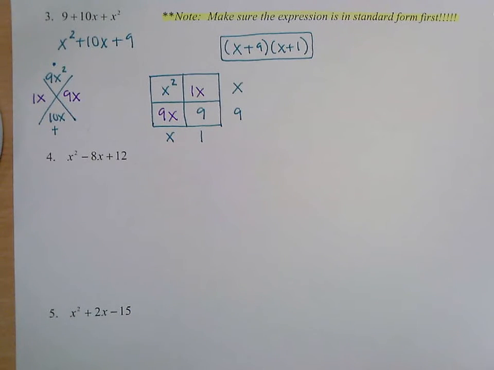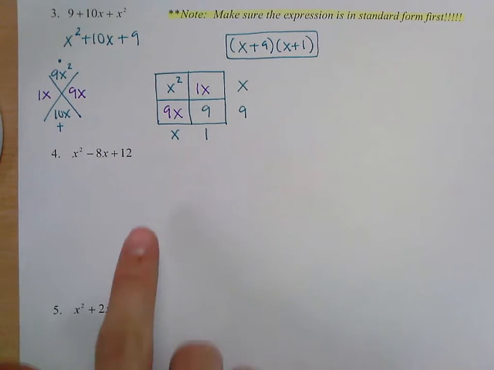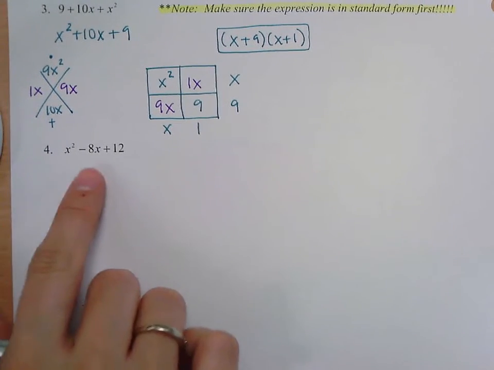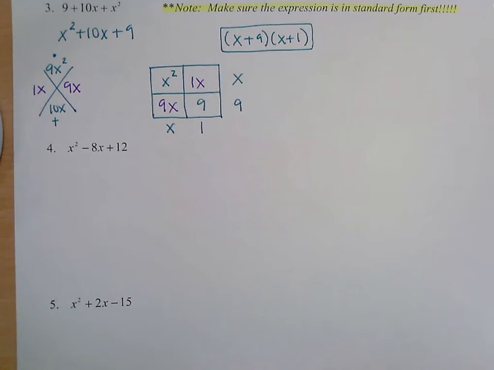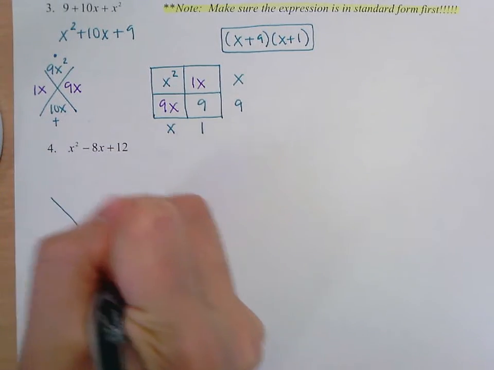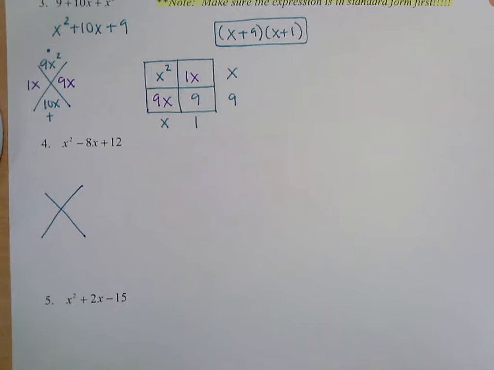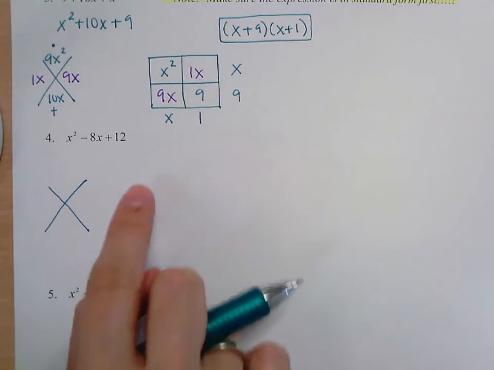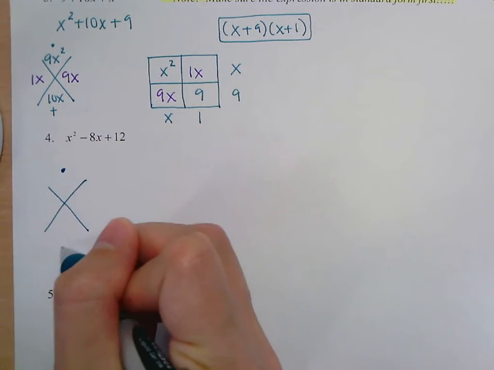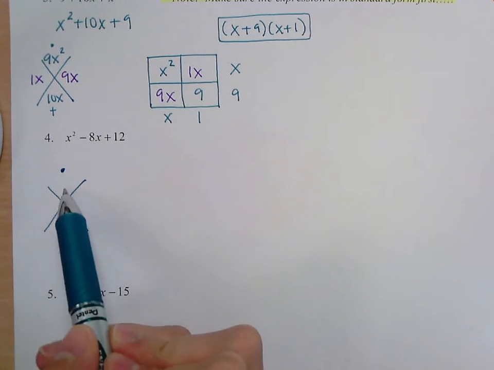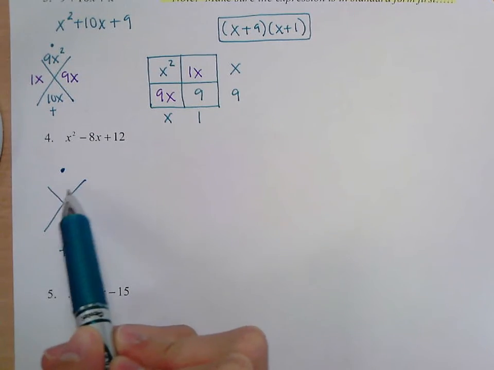Okay, so we'll just go through one more together because there were some questions. So let's look at number 4 together. We have x squared minus 8x plus 12. So if we set up our x, hold on, multiplying on top, adding on the bottom, what would we be multiplying to up here? Nadia?